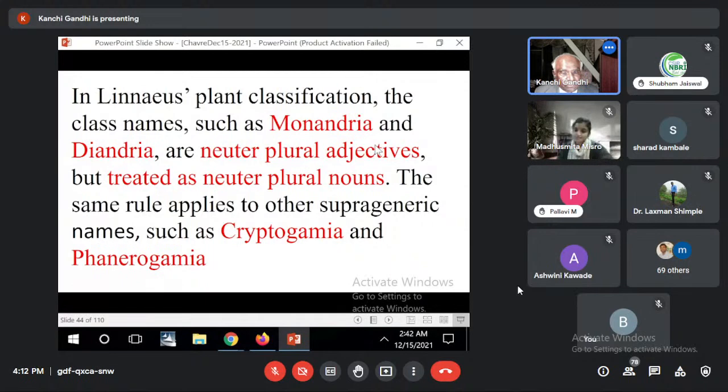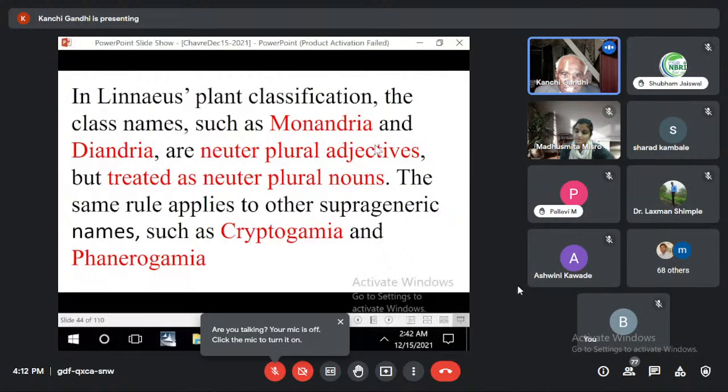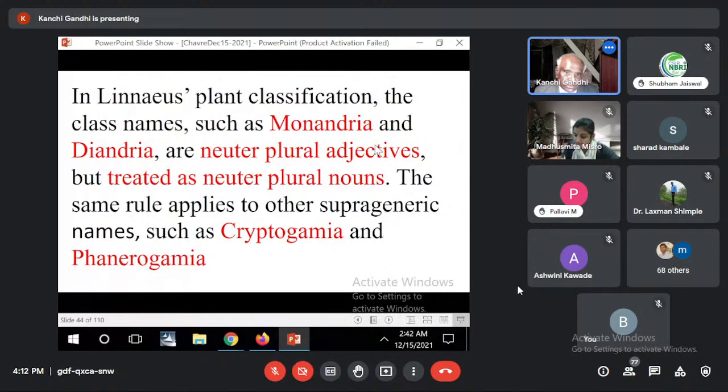You may be surprised to know, when you use the name Magnoliaceae or Rosaceae or Myrtaceae or Asteraceae or Fabaceae or Cyperaceae, all such names are literally plural adjectives, plural feminine adjectives. But I also mentioned just now, a name need not be a noun. So what's happening here is, the Code treats such adjectives as though they are nouns. So we are treating an adjective as a noun for our grammatical purpose. So likewise, Monandria and Diandria, which are neuter plural adjectives, are treated as neuter plural nouns.